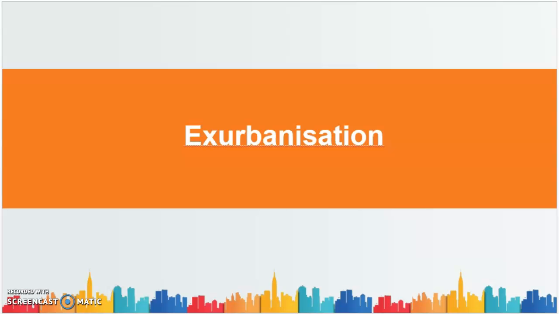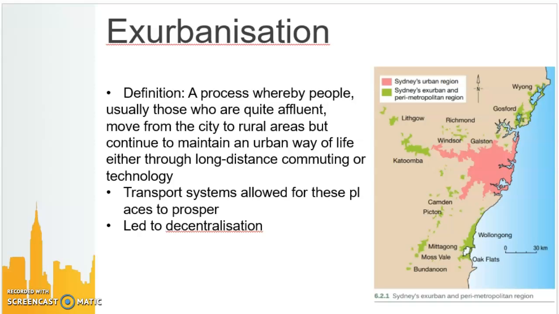Now we're going to look at exurbanisation. Exurbanisation is a process whereby people, usually those who are quite affluent, move from the city to rural areas but continue to maintain an urban way of life, either through long-distance commuting or technology. So transport systems allowed these places to prosper. This is obviously once we had public transport, once cars were introduced, these places were able to be established, and it has led to some element of decentralisation.